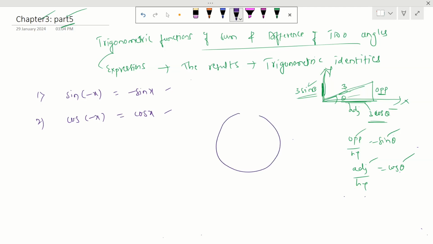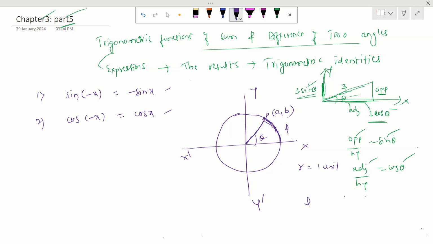So I will take a unit circle diagram. This is a unit circle, where the radius is 1 unit, with the x-axis, minus x-axis, y-axis, and minus y-axis. Here I am taking a point P somewhere, with coordinates a comma b. The length of this arc is equal to theta.